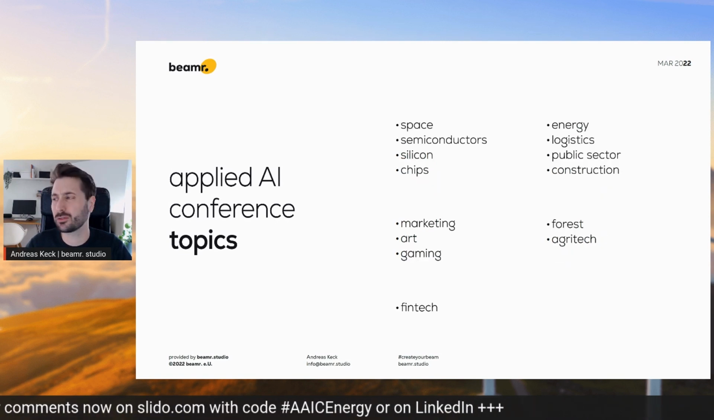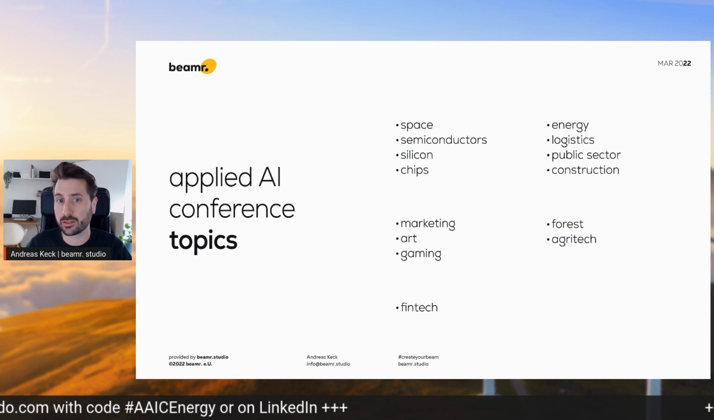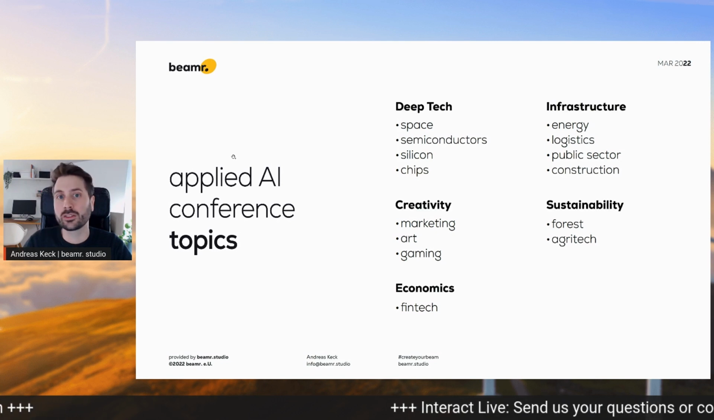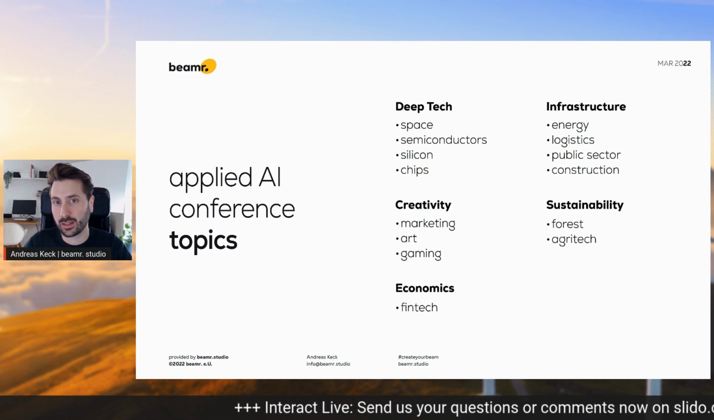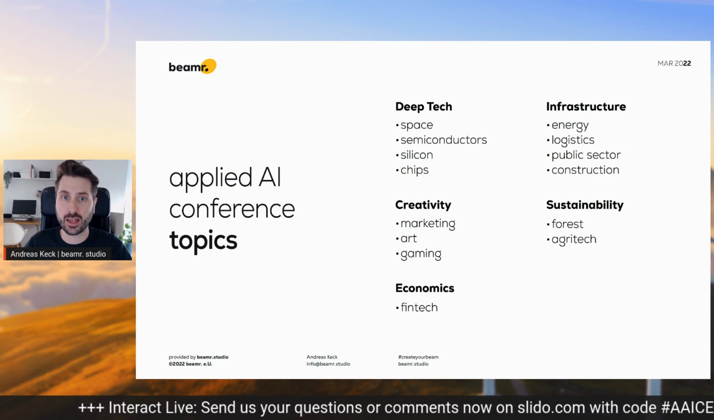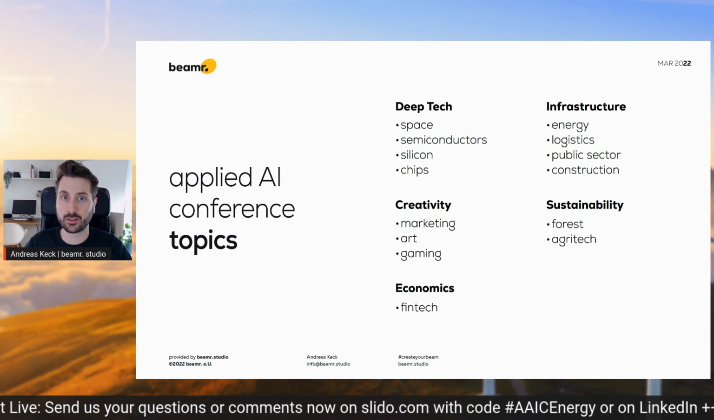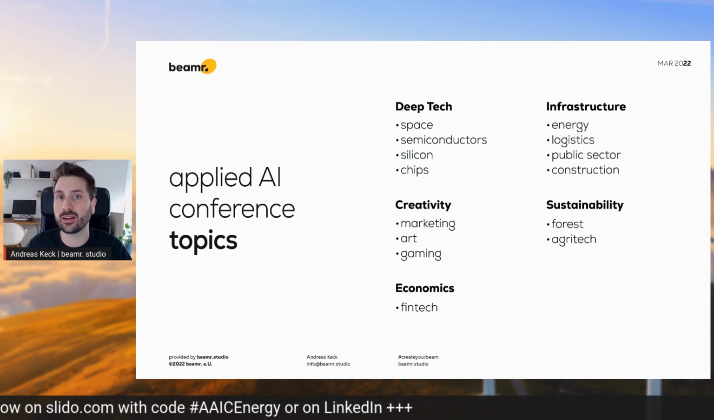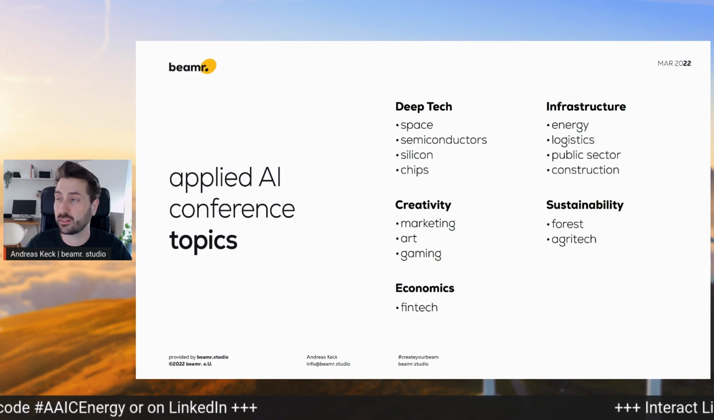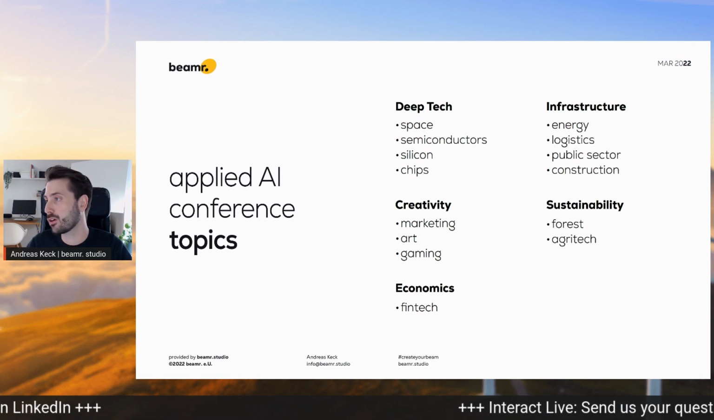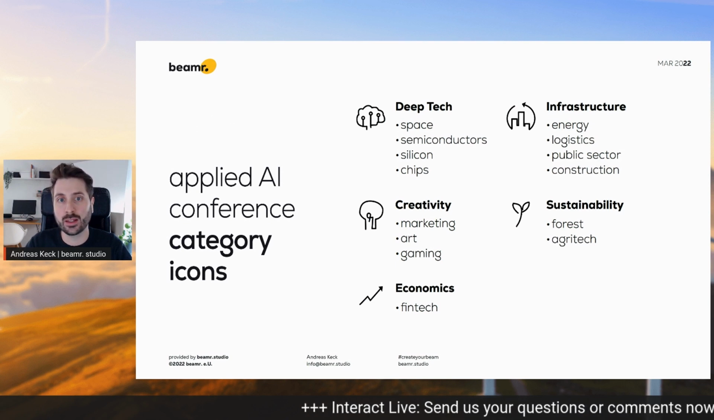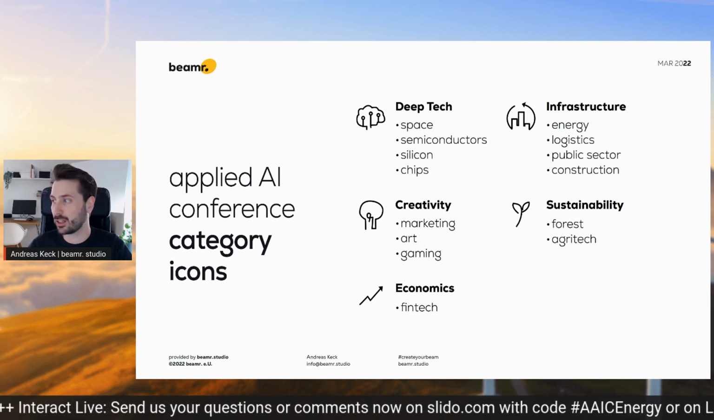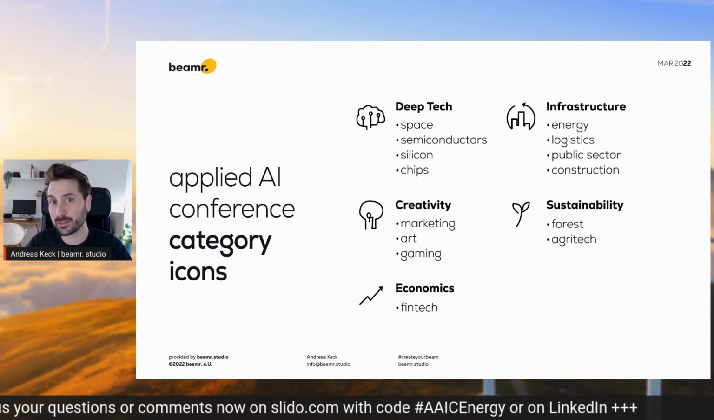There are around 14 topics. We grouped and structured them into five categories, actually. Those are deep tech, infrastructure, creativity, sustainability, and economics. To make the conferences in these categories easier to identify and differentiate, we added visual cues in the form of icons. Easily recognizable ones, as you can see, they are not complex. And additionally, we added color.